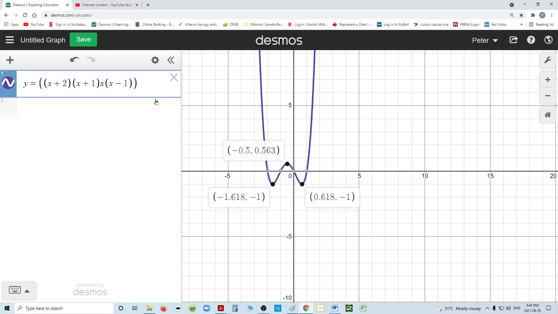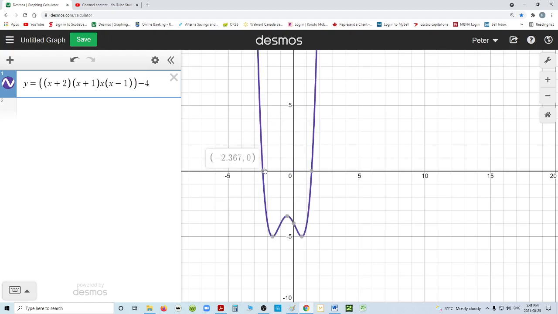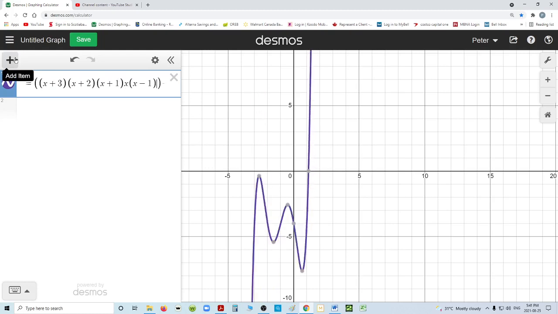Now if I raise this whole thing by 4, it doesn't cross the x-axis at all. If I lower it by 4, it's only going to cross the x-axis twice. So these things all vary, so you have to understand what you're looking for. And graphing technology helps. But all of these things, I'm going to add 2 more for an x to the power of 6.